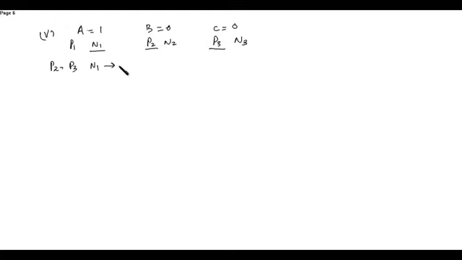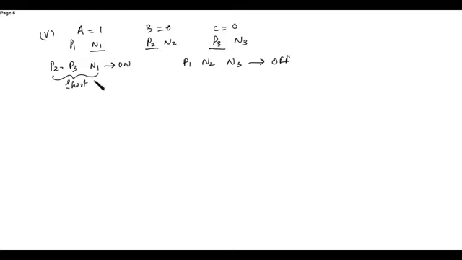Now the fifth condition, when A is equal to 1, B is equal to 0, C is equal to 0. So this is P1 N1, this is P2 N2, and this is P3 N3. When A is equal to 1, then N1 will turn on. When inputs are 0, then the PMOS will turn on. So P2, P3 and N1 will turn on. P1, N2, N3 will turn off.